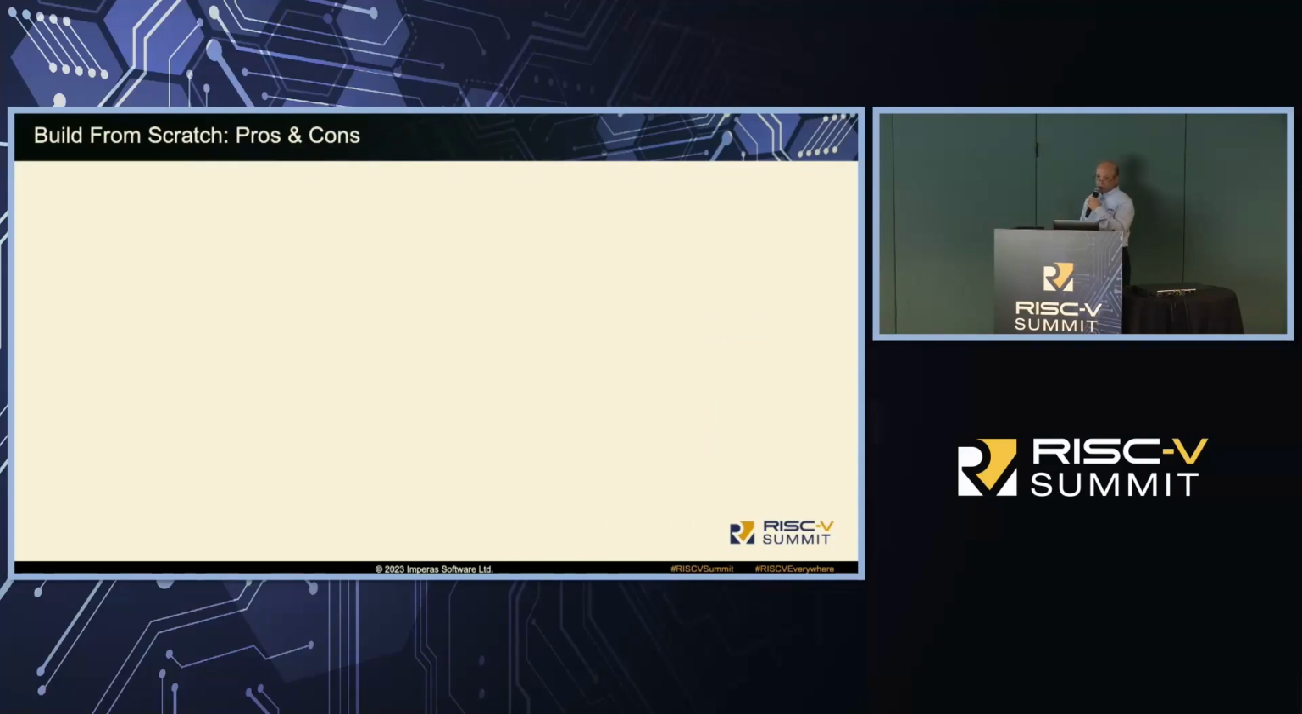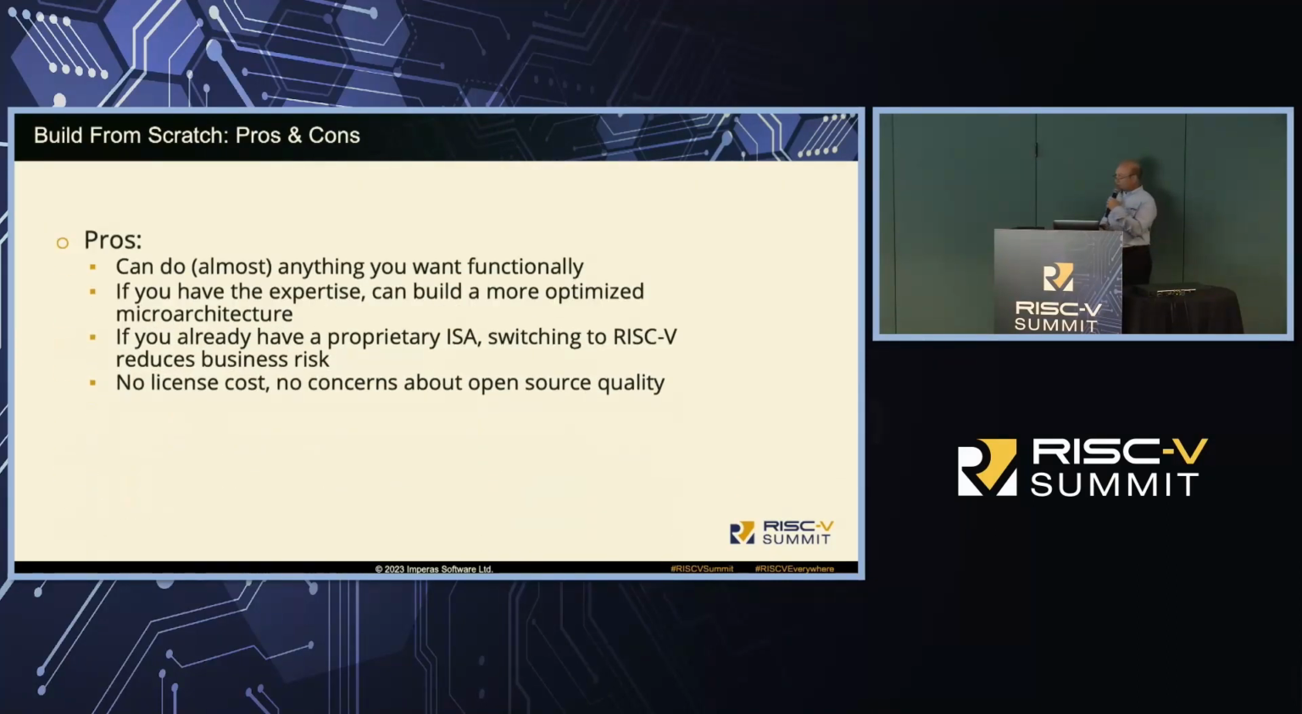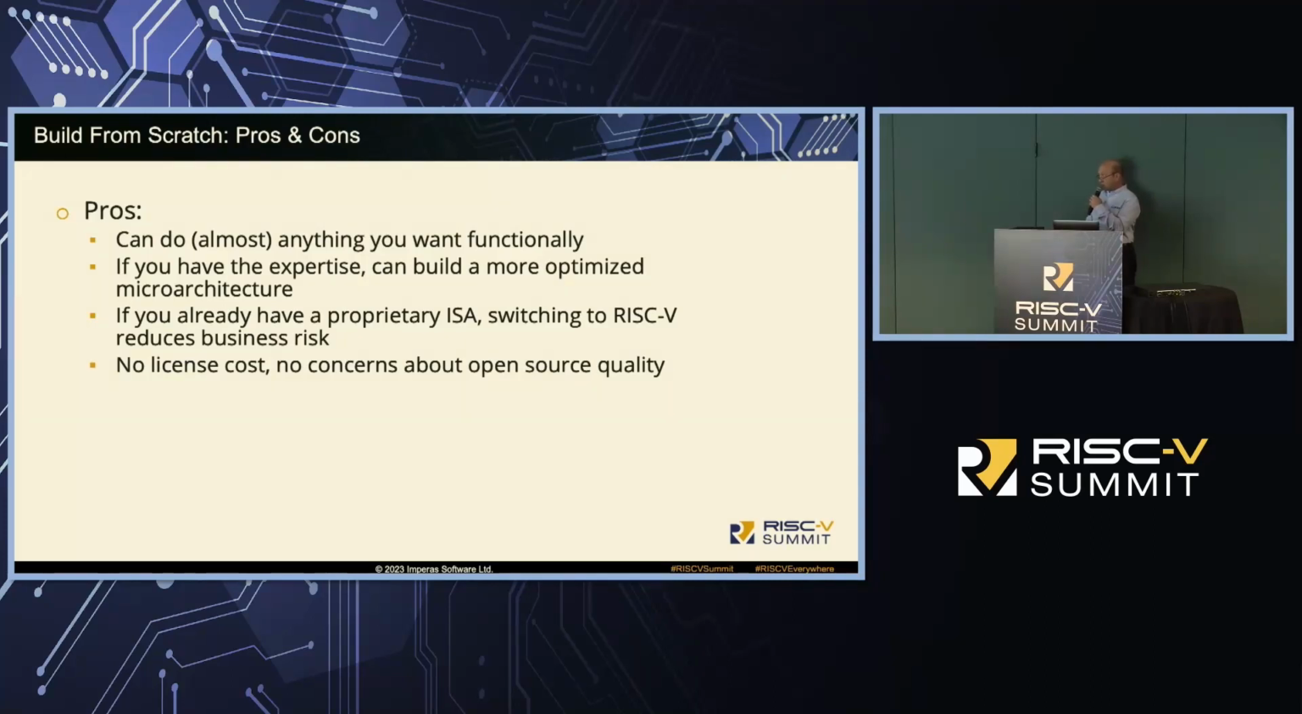And then build from scratch is the third way, the do-it-yourself processor. So you can do almost anything you want functionally. That's a pretty cool thing. That's RISC-V. It's all the different extensions that we have with RISC-V. It's all the different subsets of those extensions. You can do almost anything.